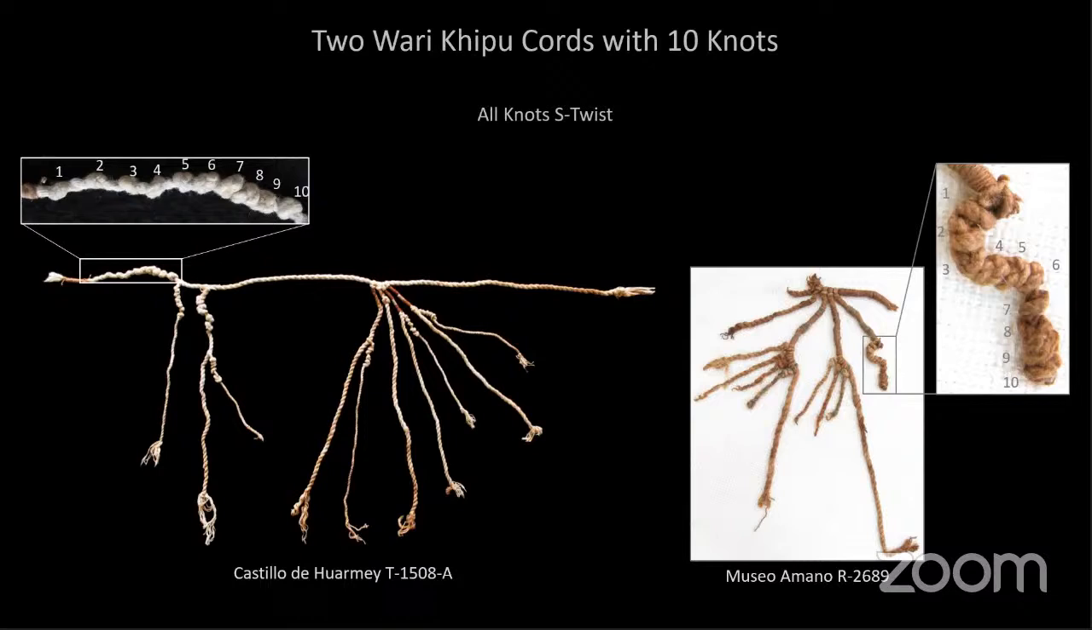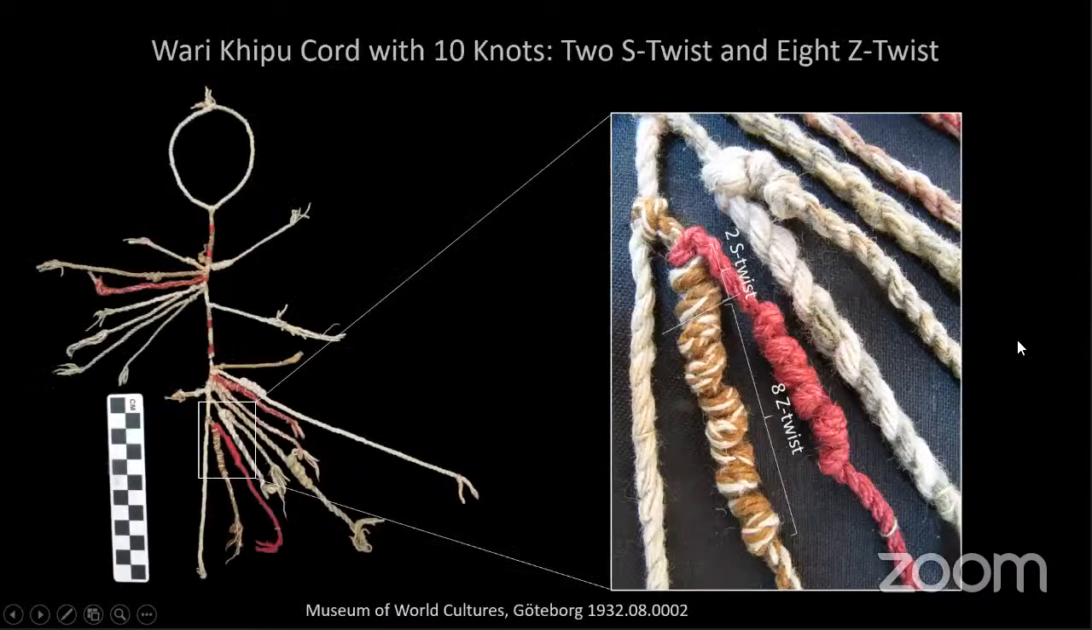Regarding the numerical significance of Wari knots, consider that in a corpus of almost 2,600 individual quipu chords, only 3 chords have 10 knots, 2 of which are shown here. So this group has 10 knots, and this group right here also has 10 knots. The third chord that has 10 knots is shown here, but it has 2 knots that are S-twist and 8 knots that are Z-twist, reminiscent of the mixture of knots found in the Kutusuma Khipu cord representing semi-dry cows.